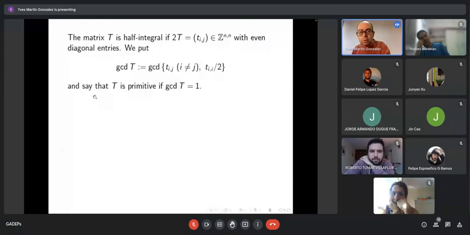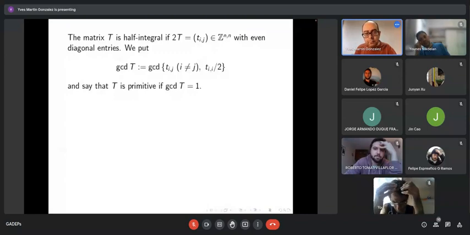Once you have that situation, you can look into the entries of the matrix, the small T_ij, and compute the GCD, the greatest common divisor of all the entries in this matrix 2T. Of course, you divide by 2 in the case of the diagonal entries. And you say that T is primitive if the GCD is 1.